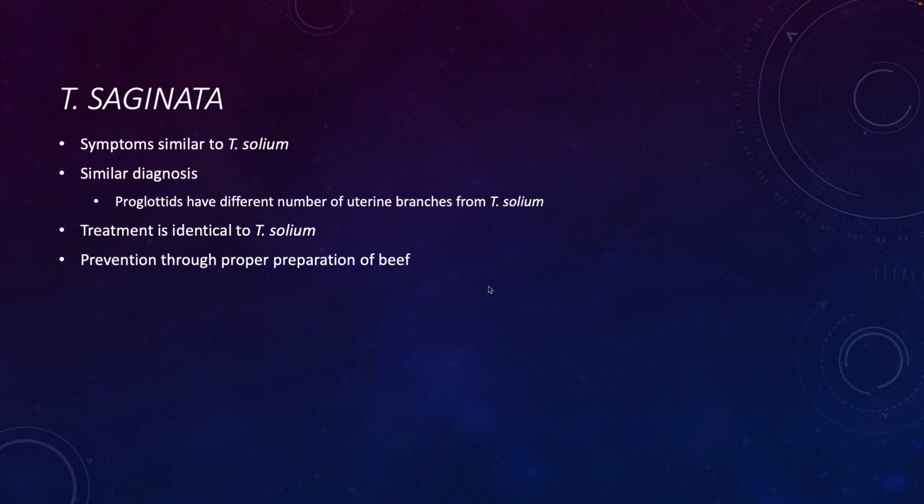The symptoms of a beef tapeworm infection are very similar to those of a pork tapeworm infection, very similar diagnosis, but as I mentioned before, the proglottids have a different number of uterine branches. Treatment is identical. Prevention, identical. Proper preparation of beef. If you want to have no risk of tapeworm, you've got to cook your meat all the way through.